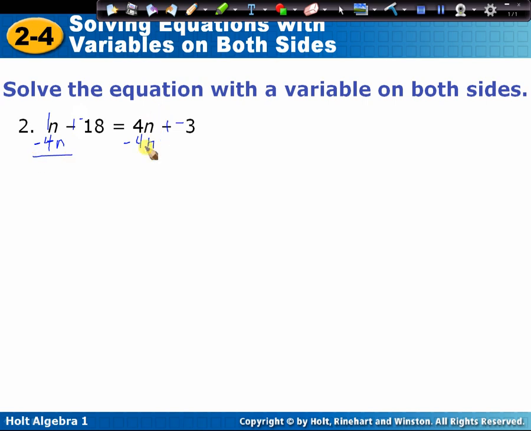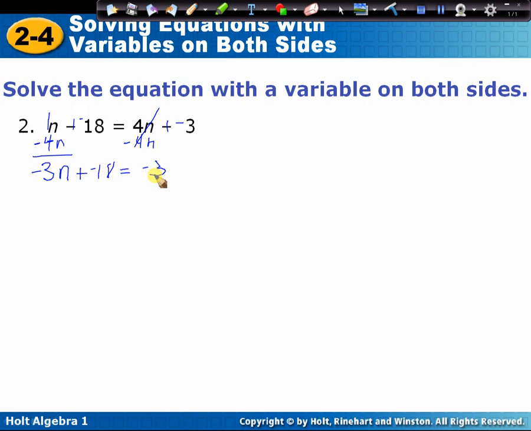This 4n minus 4n, that's one of those zero pair things. That cancels out. That's why we did that, to make that equal 0. So we just cross it out. We're done with that. Over here, we have 1n minus 4n. 1 minus 4 is negative 3. Negative 3n. Then we have plus a negative 18. And then we have our minus 3 still over here by itself.